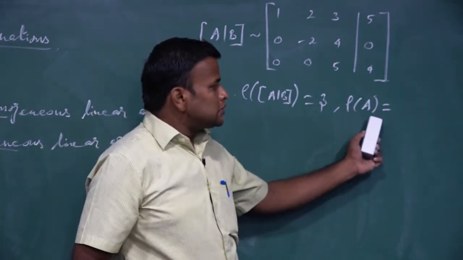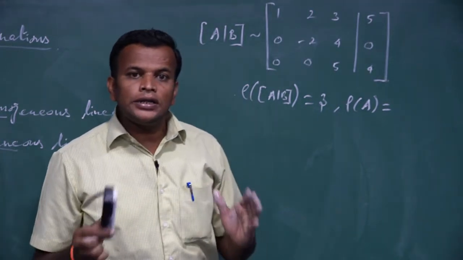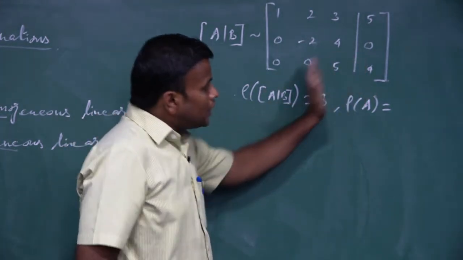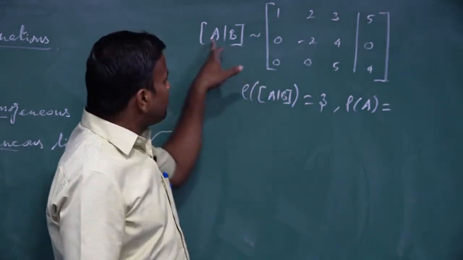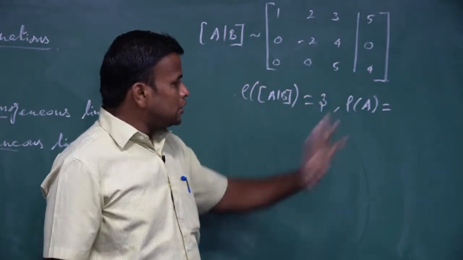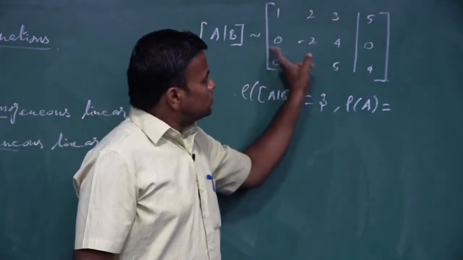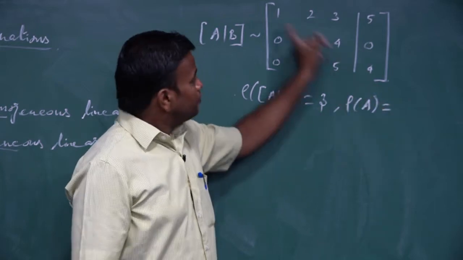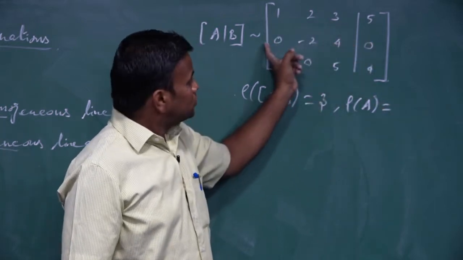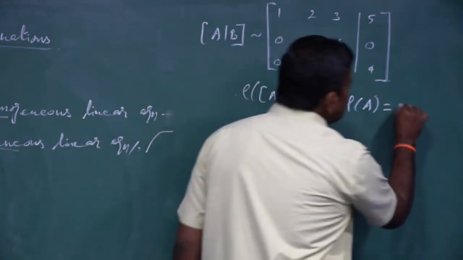So in the rank of the matrix A, we don't consider the last column, because we need only the rank of the LHS, that is only A. So it is matrix A and it is the extended matrix [A|B]. So the rank of [A|B] is 3. What is the rank of A? 1, 2, you don't consider the last column. 1, 0, non-zero row. 2 non-zero rows. 3 non-zero rows. So both are equal to 3.